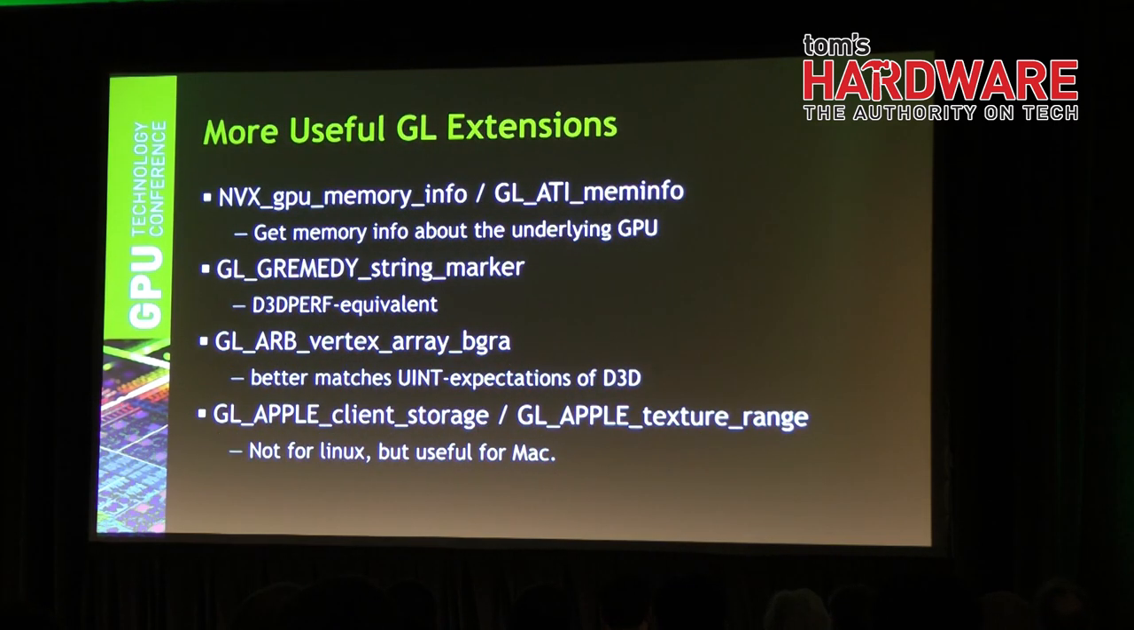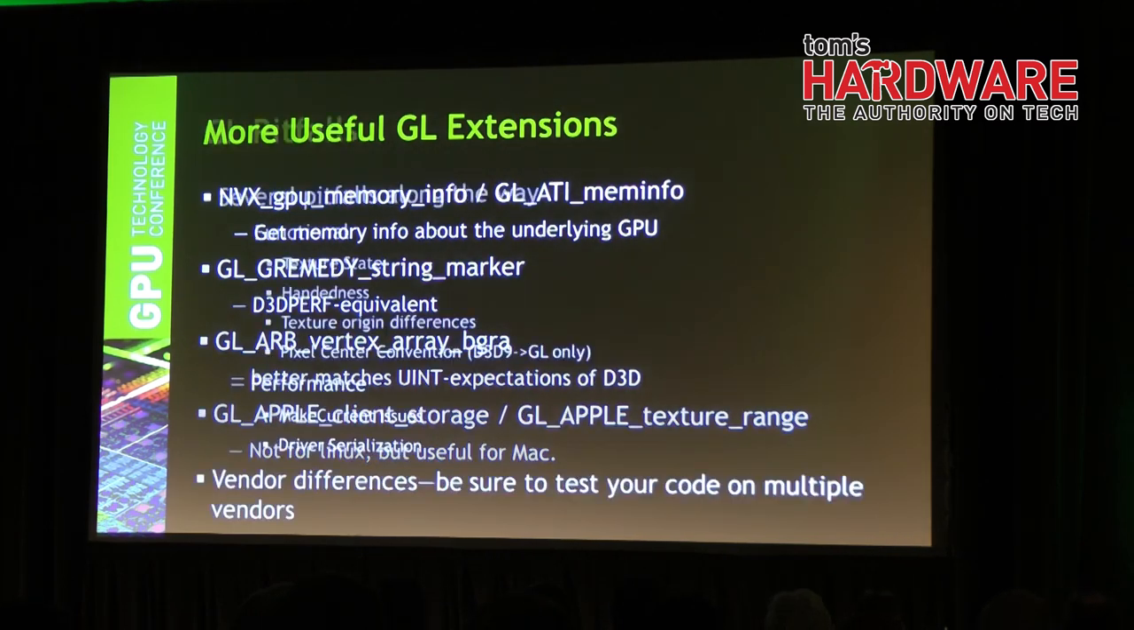Some other extensions that we found were useful for memory querying. There's NVX GPU memory info and GL ATI mem info. GREMEDY string marker is a D3D perf equivalent. There's a swizzle extension basically. So particularly if you're packing uints into vertex components and you have a specific expectation of how they work for D3D, then this is much easier than swizzling the data yourself. And then finally, not for Linux, but Apple Client Storage and Apple Texture Range are actually really useful if you're doing a Mac port.